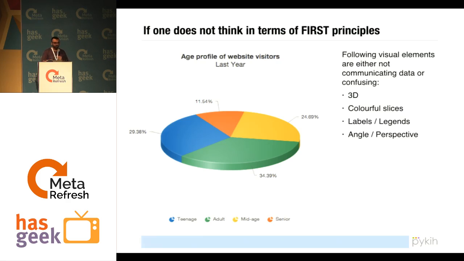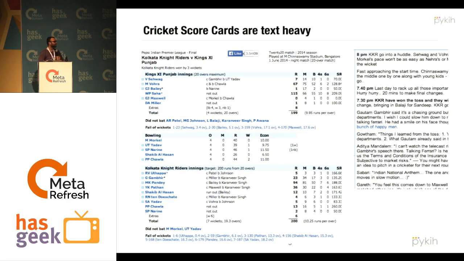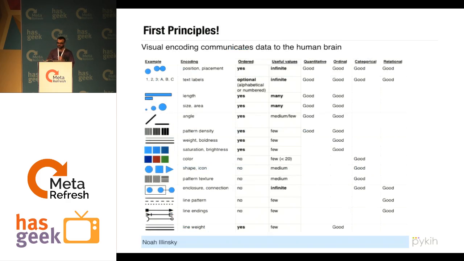There's a very nice YouTube talk by Noah Iliinsky where he's talking about the first principles of design. There are various visual encodings that communicate data to the human eye. Each one has its own limitations and advantages, and they should be used correctly. So let me show you how to actually apply these first principles.